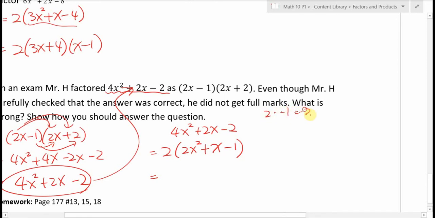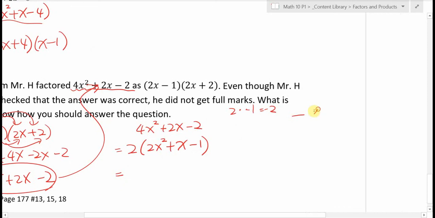2 times -1 is -2. So we're looking for two numbers multiplied to -2. And these two same numbers should add to positive 1. Okay, so again, plus x means plus 1x, right? So the coefficient is 1. That will be 2 times -1. Okay, so I can rewrite this as 2x squared plus 2x minus 1x, or just minus x, and then minus 1.